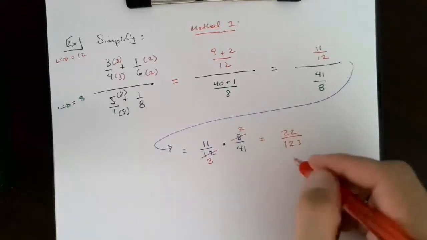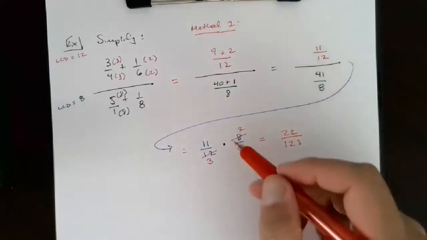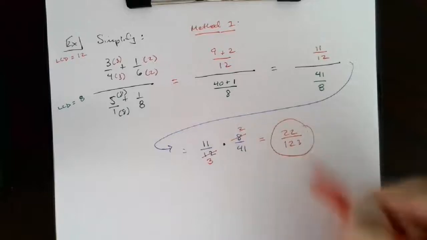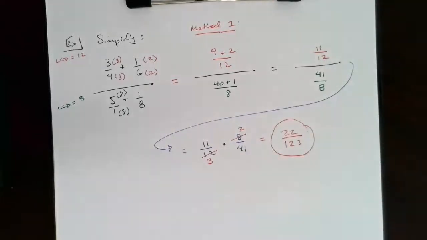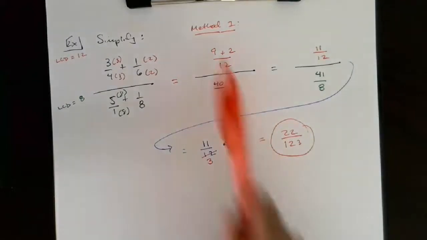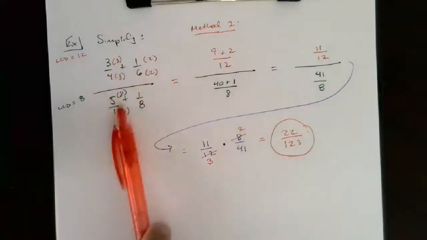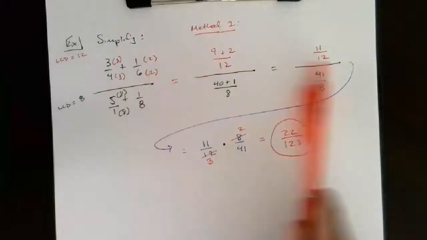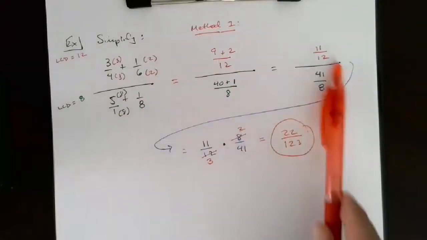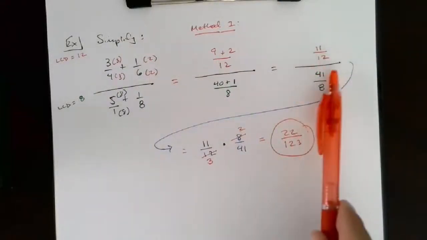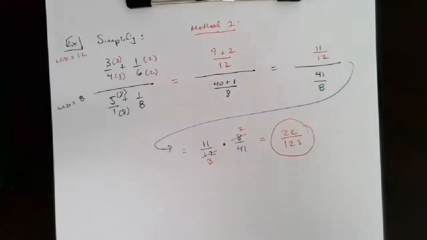Now you should check to see if that simplifies. If you simplified earlier, a lot of the times this will not, but you should make sure. But in this case, it doesn't. So we got 22 over 123. So method 1 really involved rewriting the numerator and denominator as single fractions by using addition, and then multiplying by the reciprocal. If you divide by a fraction, you multiply by the reciprocal. That's our keep, change, flip, the way you might have heard it before.